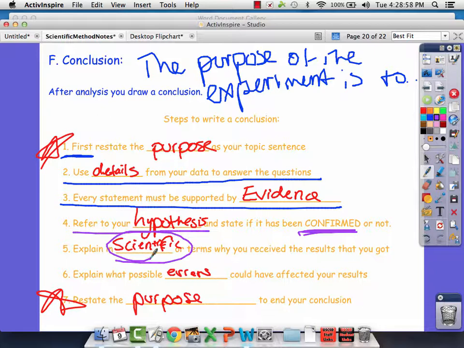Finally, explain what possible errors there were. Like I used the example in the heart rate lab: if we were to go outside and the temperature was really, really hot, that could be a potential error. Some people react differently to heat and their heart rate could rise. And the last thing I want you to take a look at is right here. You are literally going to write the exact same sentence last as you started off with. And that is your conclusion.